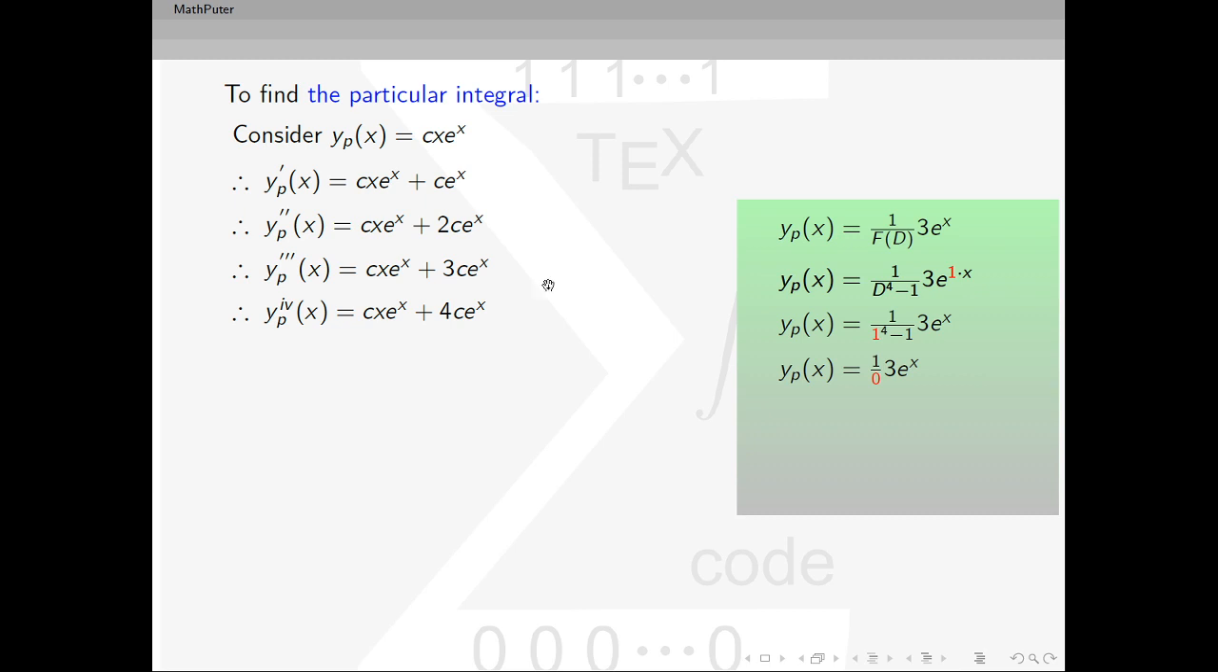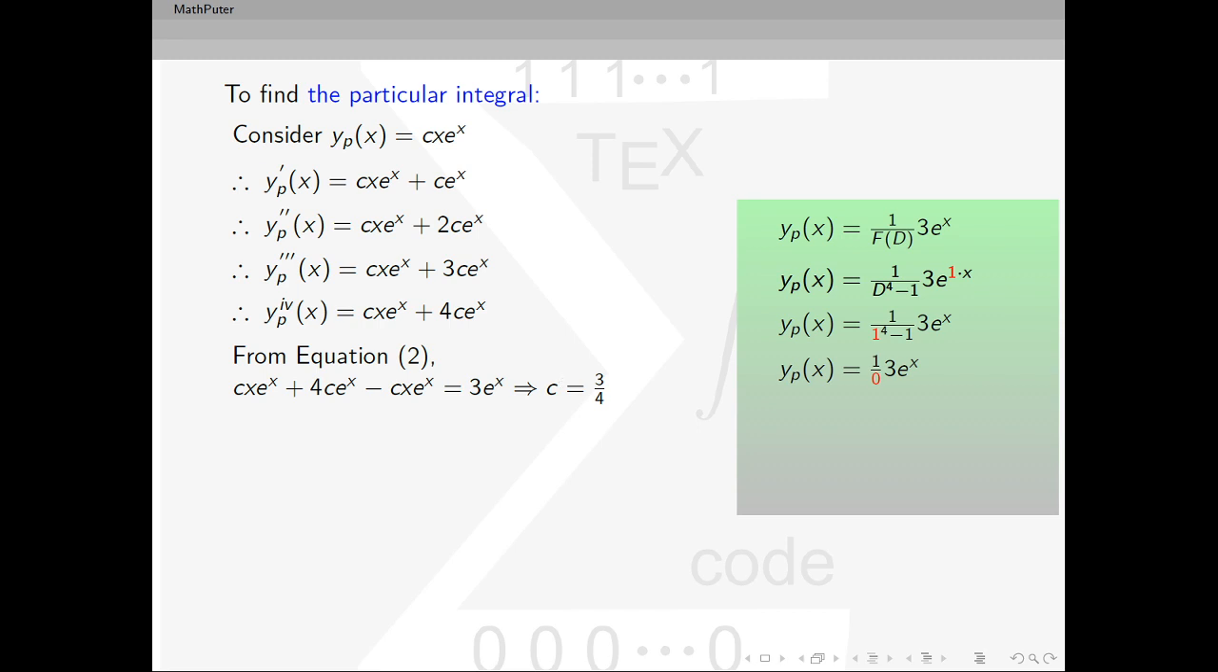We substitute the derivatives in the given function. So y4, the fourth derivative, minus y, where y is cx e raised to x, is equal to 3 e raised to x. These two will be cancelled out. So we have 4c e raised to x equal to 3 e raised to x. So c is equal to 3 upon 4.